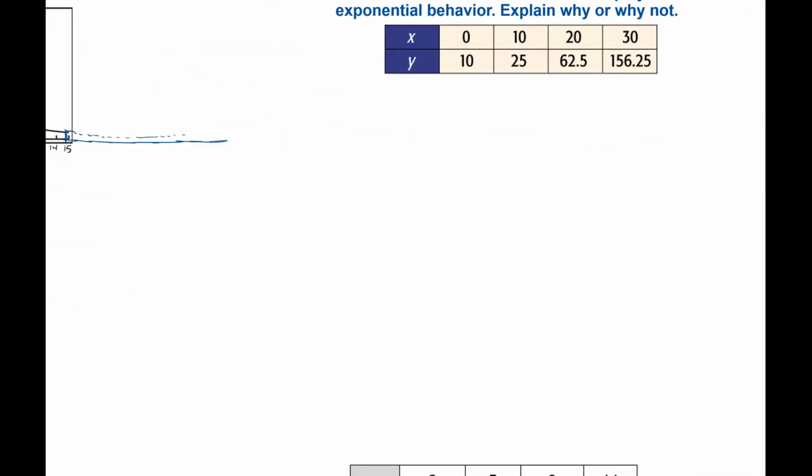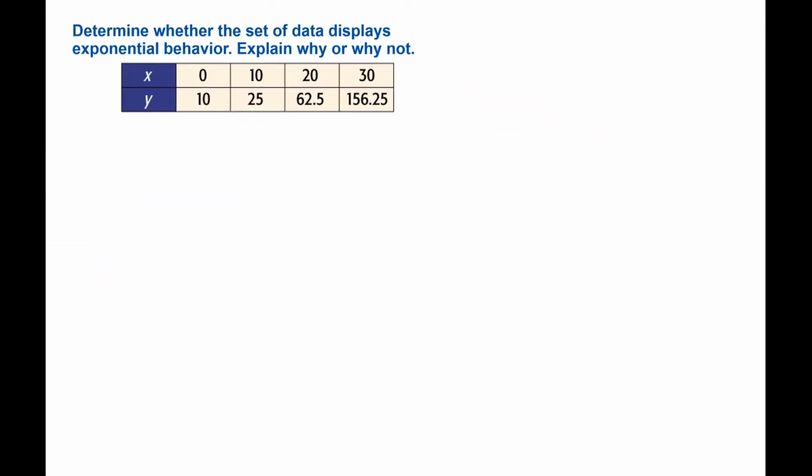Move on over, switch gears a little bit. Determine whether the set of data displays exponential behavior. Explain why or why not. Exponential behavior. What does it mean to be exponential? It means that you are growing at a rate that depends on how large you are. That means you're doubling in size, or tripling in size, or halving in size. You're getting half as big each set time. So with exponential growth, you're growing at a faster and faster rate.